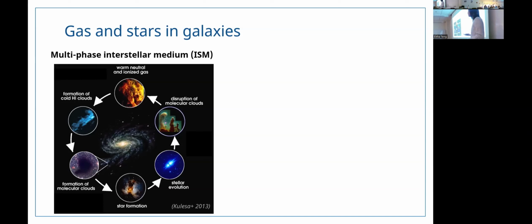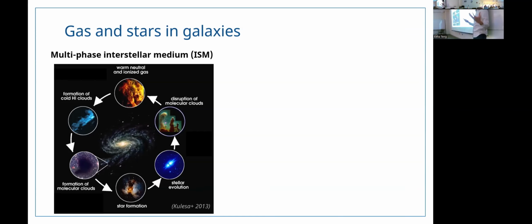To be more precise, star formation happens in the molecular gas, which is just part of the interstellar gas. But star formation is not the end, because these young stars can also produce stellar feedback processes like radiation or winds that can inject energy into the ISM. This will further disperse the molecular clouds and eventually bring all the gas back into the warm, either neutral or ionized phase. So this cycle continues on and on.